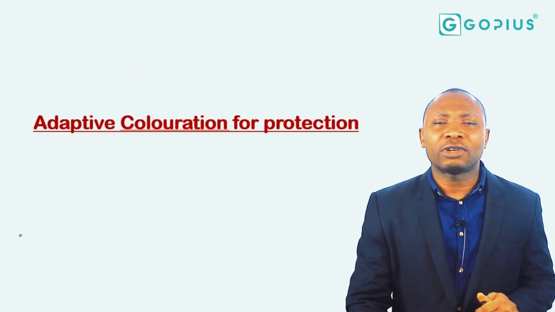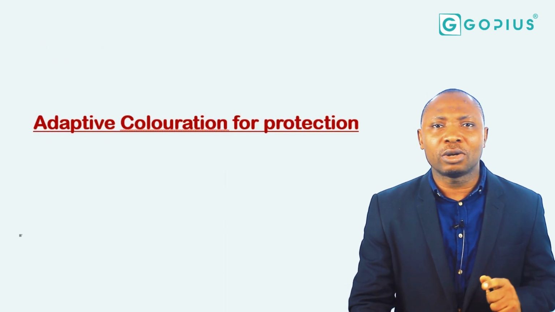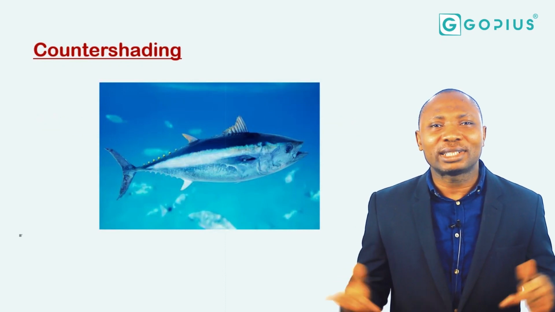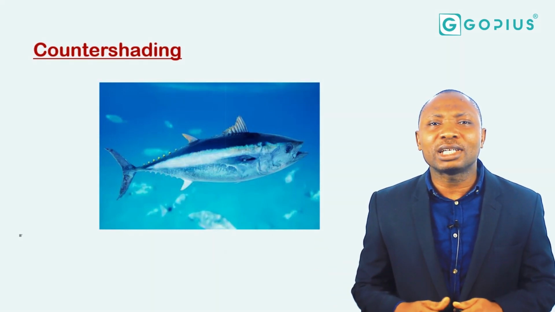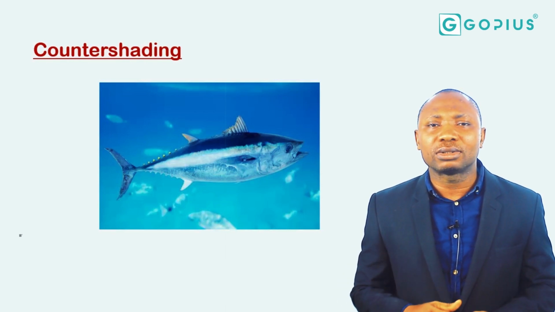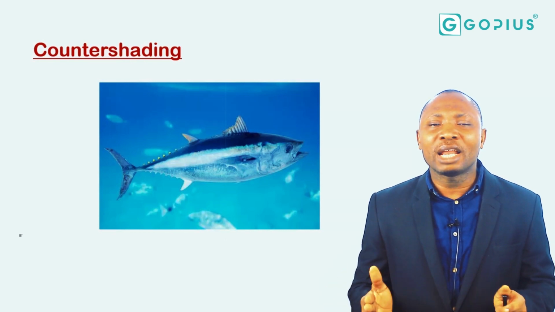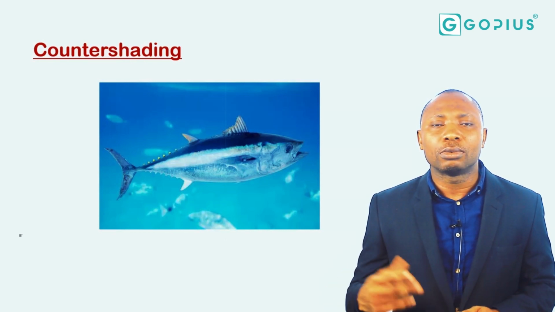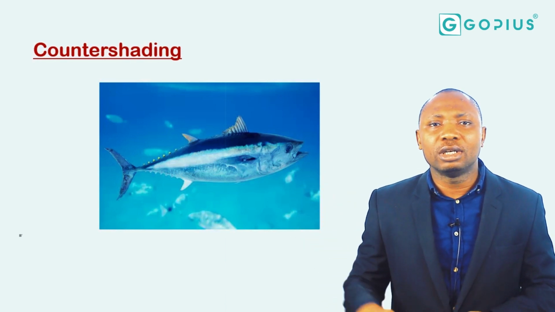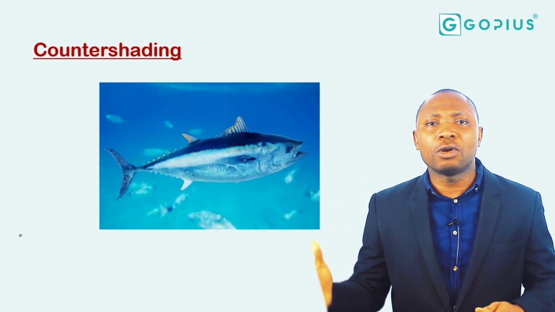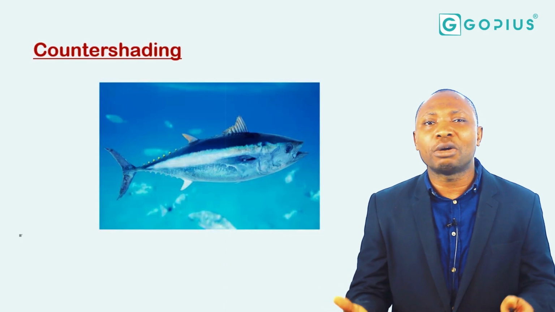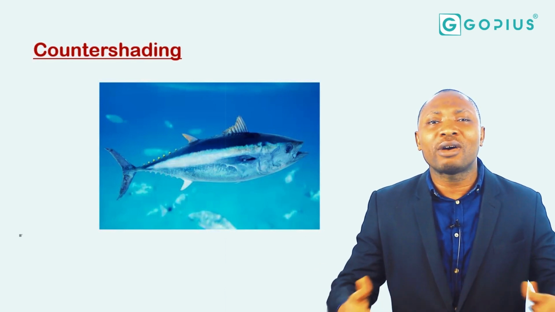So, adaptive coloration for protection, that is the first thing we're going to look at. We're looking at counter shading. What is counter shading? Counter shading is basically talking about two different colors that are used by animals. There are so many animals that make use of two different colors. One, it could be a dog. If you look at the dorsal part of a dog, which is the upper part, it's usually dark in coloration. And if you look at the lower ventral part, it's usually light in coloration. That is how nature made it, so that it blends with its natural environment.